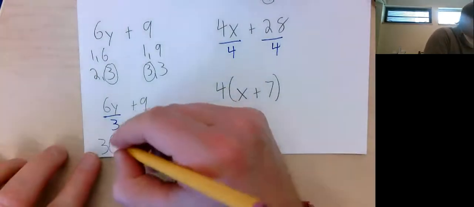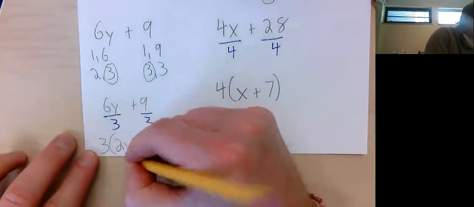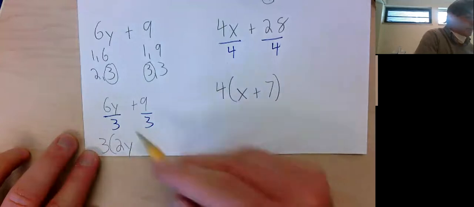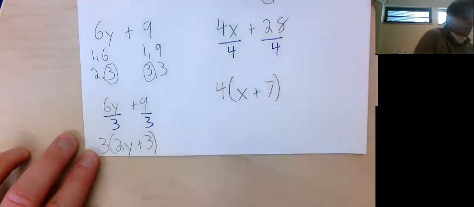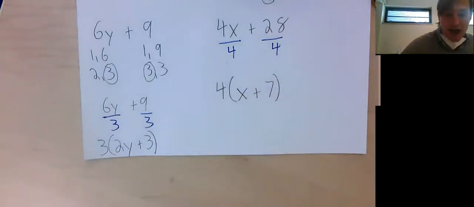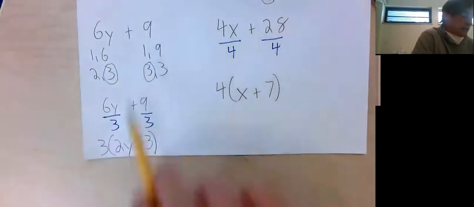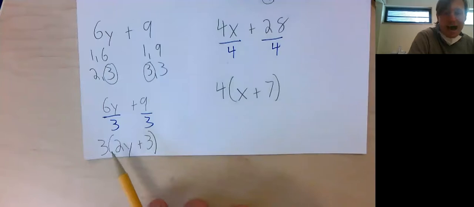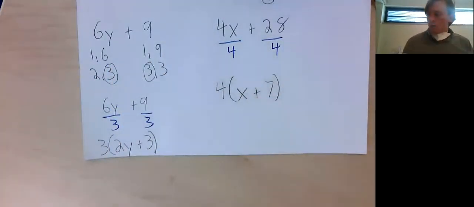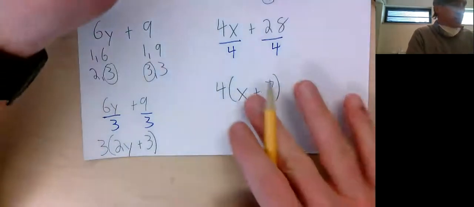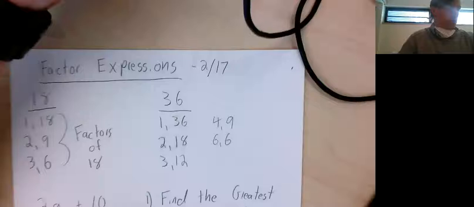6 divided by 3 is 2, so my new coefficient is 2y. Plus 9 divided by 3 is 3. There's my factored form of 6y plus 9. Again, if I use distributive property, the opposite operation here, I'm going to get back to 6y plus 9. 3 times 2y is 6y, 3 times 3 is 9. Cool, I'm going to write out some practice problems for you guys to do on your own, and we'll go over them in class tomorrow.